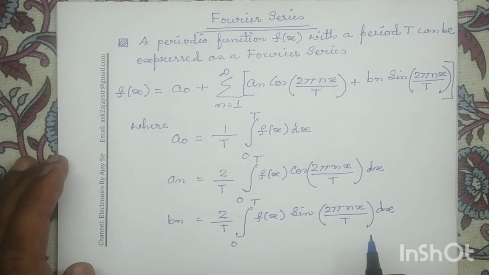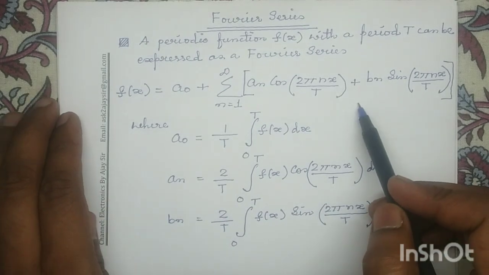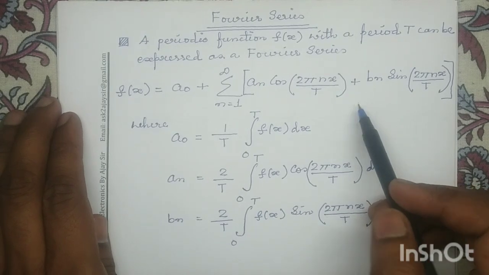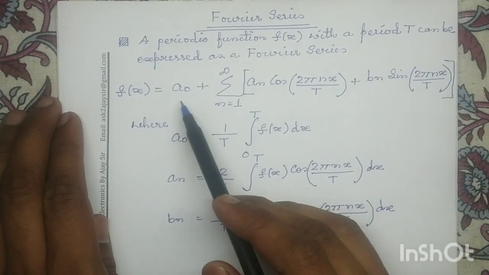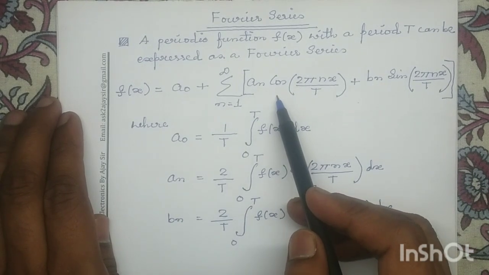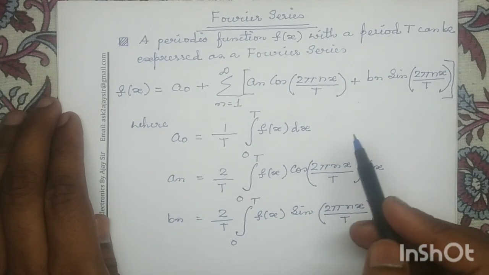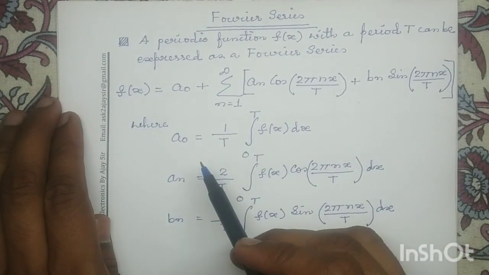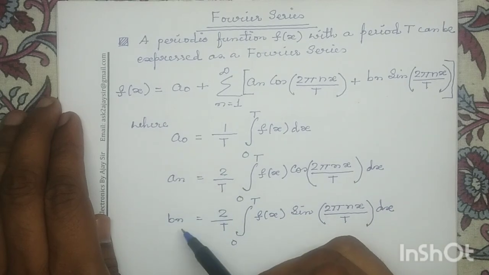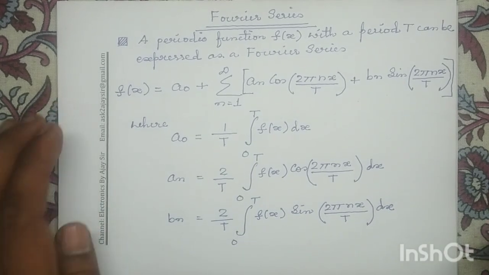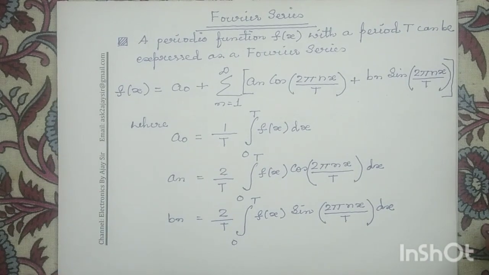sine and cosine terms. So this is the general expression of Fourier series. It consists of three terms: one DC term, a cosine term and a sine term, and the equations for the various coefficients a naught, an and bn are given here. So we will solve a numerical question based on Fourier series.